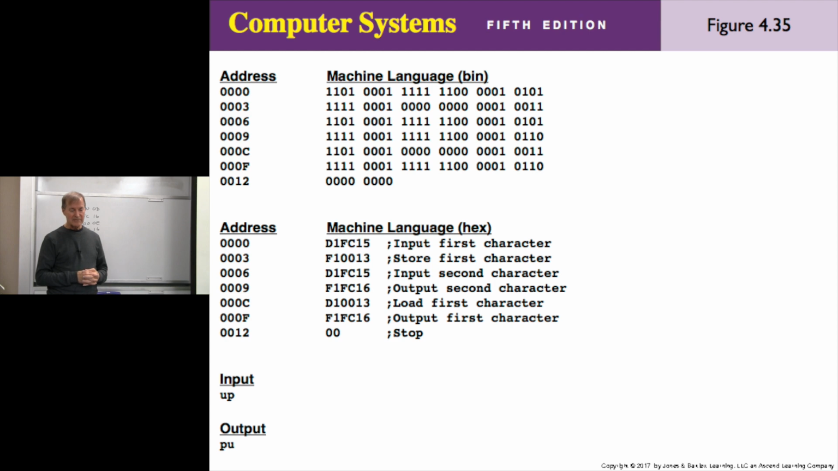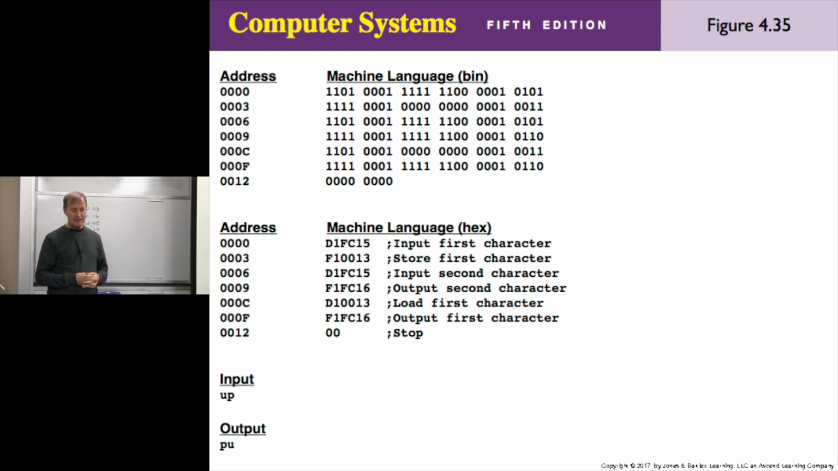Are you with me? And then what's the next instruction? F1. So what does that do? Storing at what location? 0013. Well, geez, I don't see a 0013. But do you see that that's the next byte after the stop? So there's nothing there. I mean, there's some garbage value there. After we store it, it will be there. Is everybody clear? Okay. Now what's the next one? D1FC15. What's that?